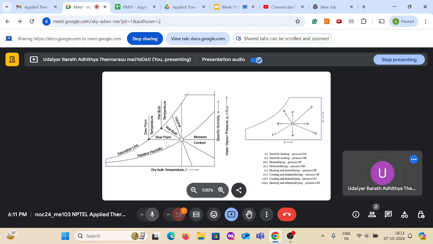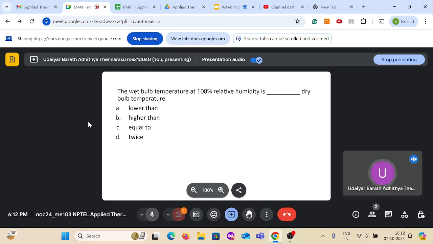If you have 100% relative humidity, this is your saturation line, so that also specifies it's saturated. Relative humidity is the mass of water divided by the mass of water at saturation, or specific humidity divided by specific humidity at saturation. If you see at that point, your dry bulb temperature also coincides with the wet bulb temperature, so that is equal to. So the answer is option C, equal to. The wet bulb temperature at 100% relative humidity is equal to the dry bulb temperature.